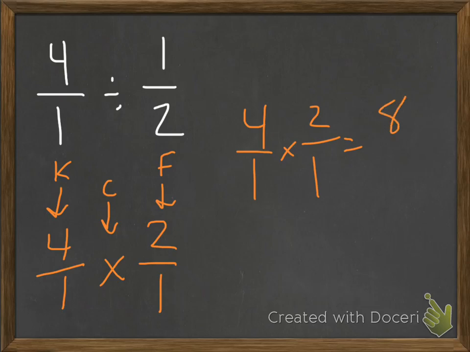4 times 2 is 8 over 1. And then, of course, that's an improper fraction, so 8 divided by 1 is just 8. So your answer is 8. We keep the first number, flip the second number, change the symbol. Before we did that, though, remember we put a 1 below the whole number, just like you did with multiplication.